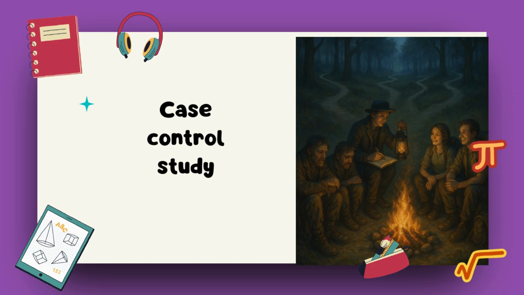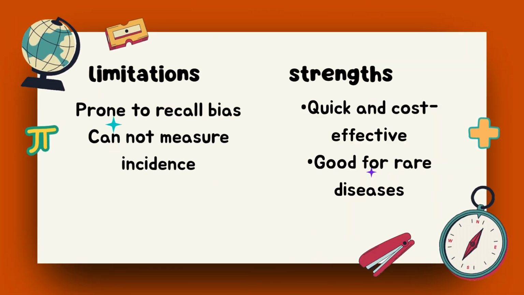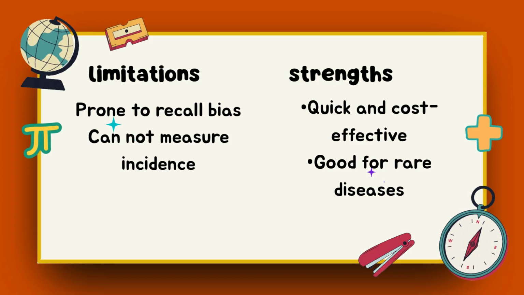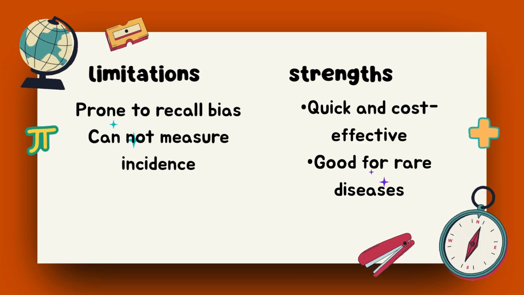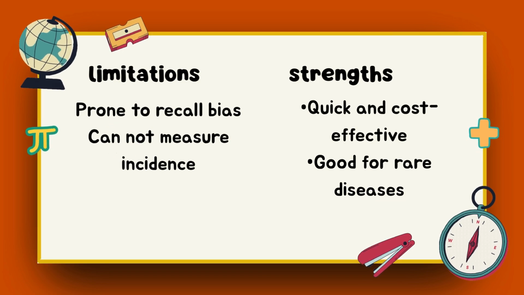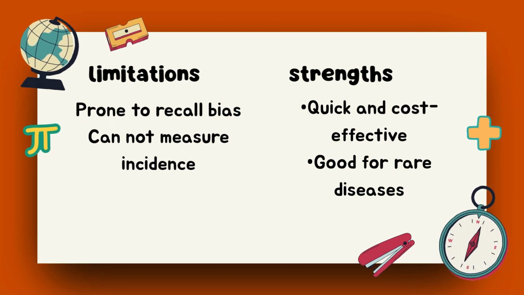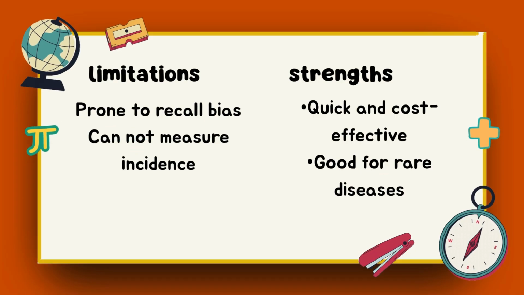Okay. Efficient. Downsides? The main one is recall bias. People might not accurately remember past exposures, or their current illness might affect their memory of the past. Makes sense. Hard to remember details from years ago. Yeah. And another thing, they can't measure incidence, the rate of new cases. You're only looking at existing ones. Got it. So case control looks back.